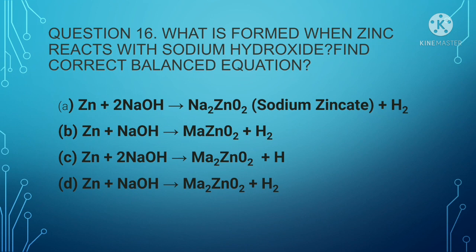Options B, C and D are not appropriate, because sodium is there on one side, but it is not there on the product side. So these options are not appropriate. That is why option A is the correct balanced equation for zinc reacting with sodium hydroxide.